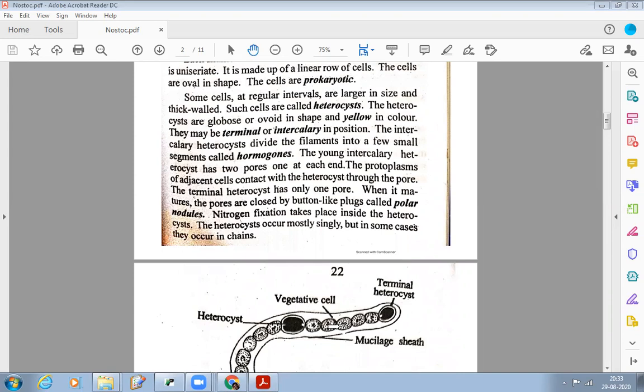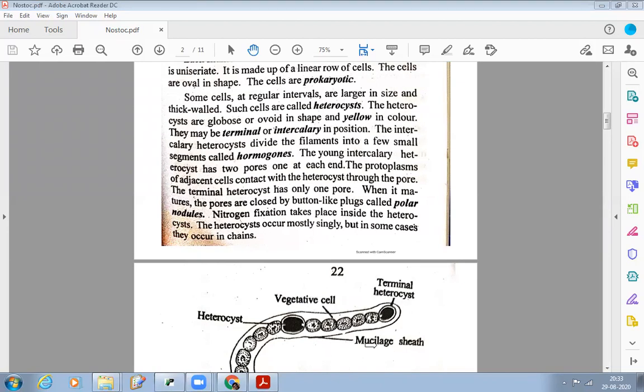The young intercalary heterocyst has two pores, one at each end. The protoplasms of adjacent cells contact the heterocyst through these pores. The terminal heterocyst has only one pore. When it matures, the pores are closed by button-like plugs called polar nodules. Once it is matured, the polar nodules plug the pores so that the communication between the vegetative cell and the heterocyst stops. Nitrogen fixation takes place inside the heterocyst.